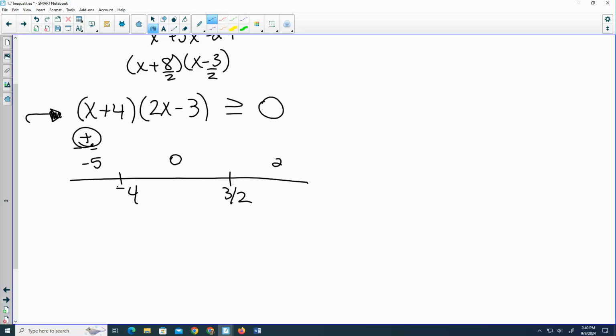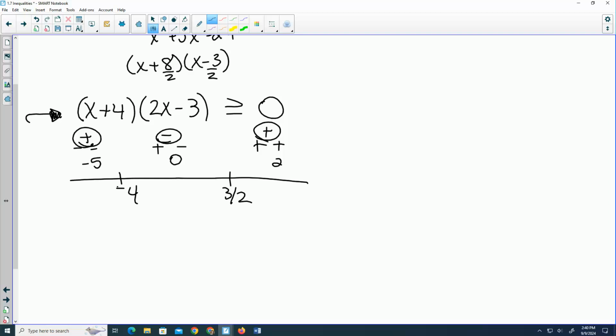Alright, 0 plus 4 is positive. 2 times 0 is 0, minus 3 is negative. Positive times negative is negative. Then you put in a 2. 4 plus 2 is positive. 2 times 2 minus 3 is positive, and positive times positive is positive. Does everyone see where I got my positive and negative?